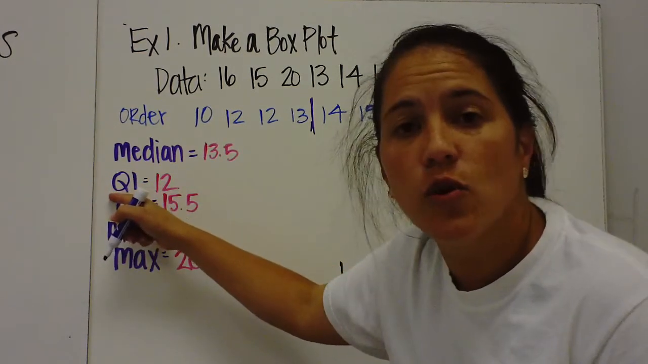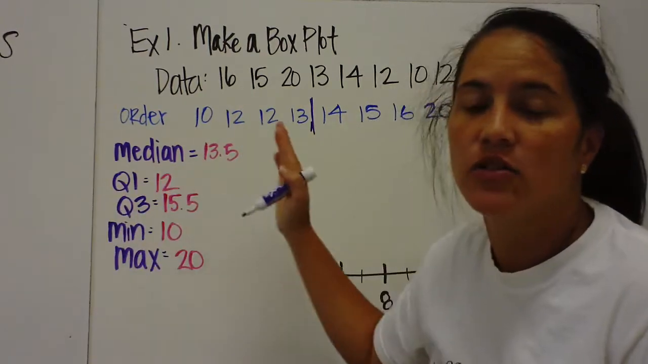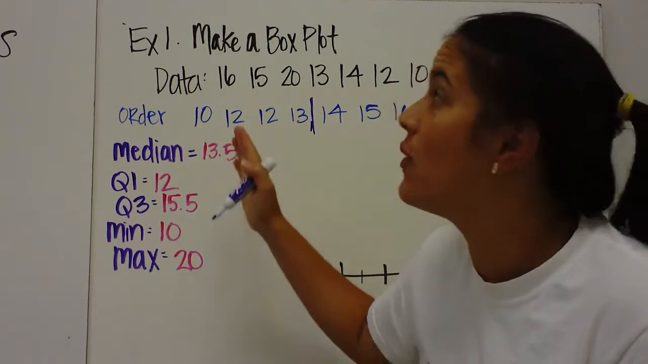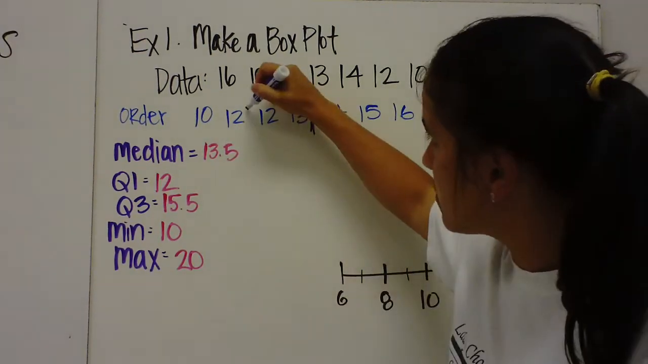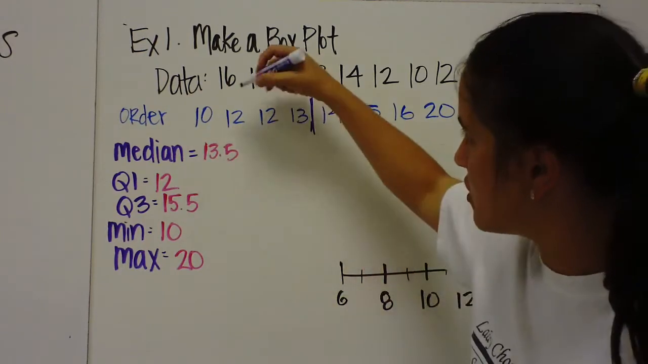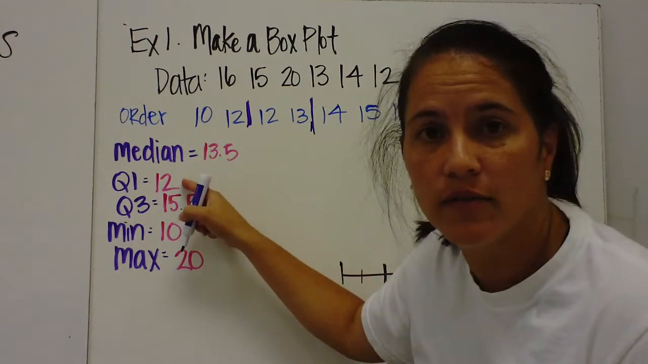To find the first quartile, you must find the median of the first half of the data. So we broke our data in half, and now we have to break the first half into another half. So this would be right here. We have 4 numbers, 1, 2, 3, 4: 10, 12, 12, 13. And so the middle is right here. So the first quartile is 12.